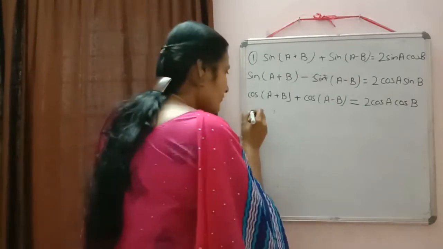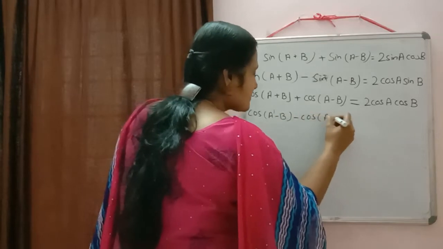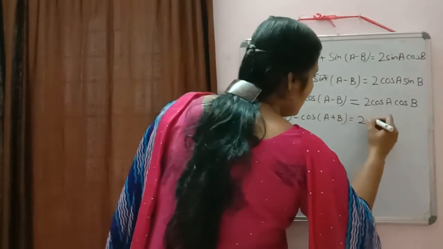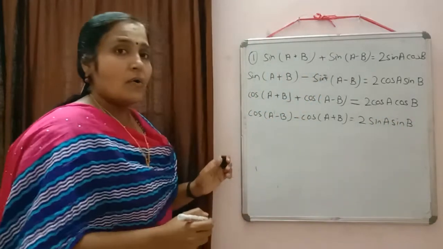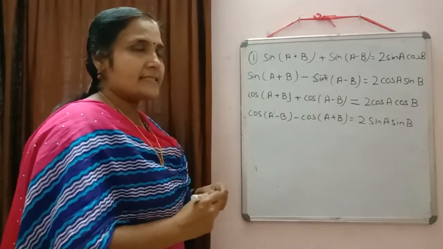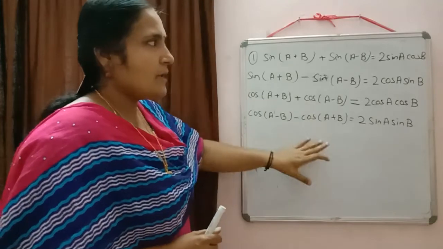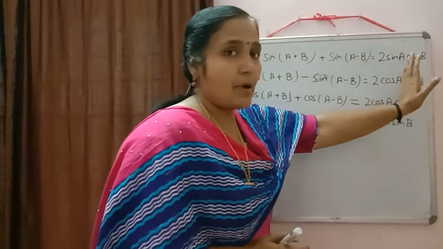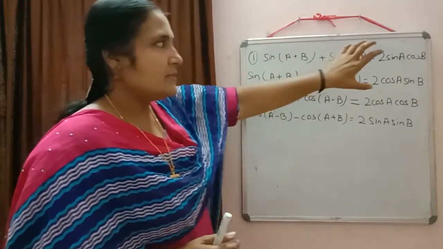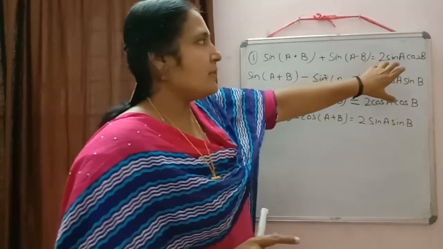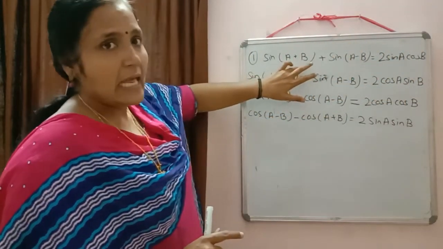After that, we wrote the formula this way: cos(A−B) minus cos(A+B) is equal to 2 sin A sin B. In case of subtraction, only sin will come, but just a change is there: cos(A−B) will come first. So this formula we will use to convert the product into the form of addition or subtraction. The expression will be given this way, and we'll convert it into the form of the left hand side.